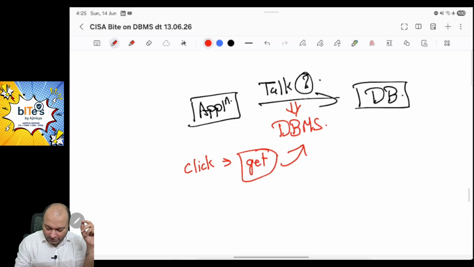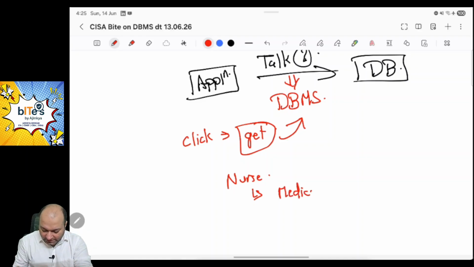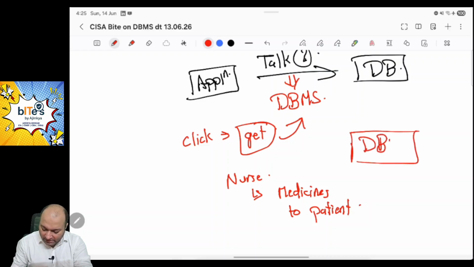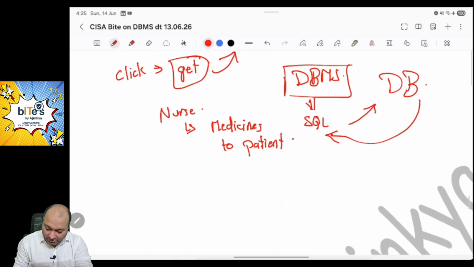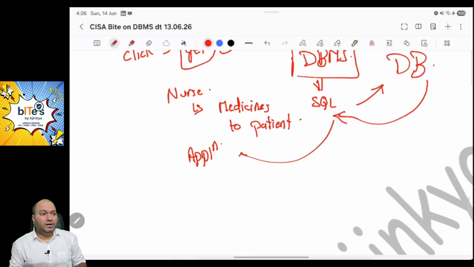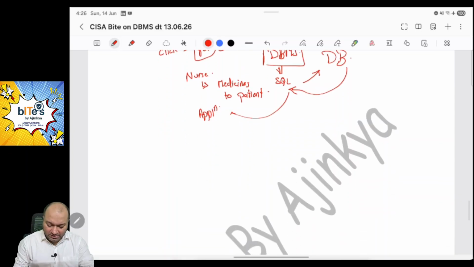Like I told you, the application talks with the database to get the data. The nurse will click on some forms and see what medicines are given to one particular patient. Now, this talking is done via DBMS, where DBMS will design some query and send it to the database. The database will send the data back to DBMS, and DBMS will then send it to the application, and the nurse can then see what kind of data is available. So in essence, this is what a database management system is.